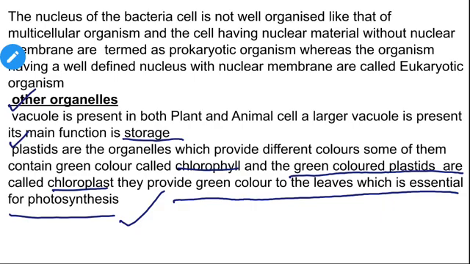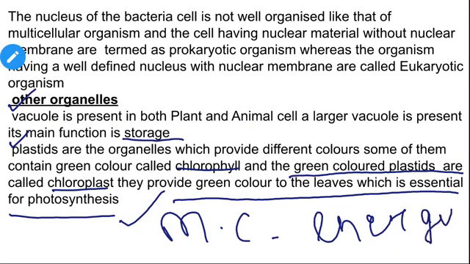There are also different organelles such as mitochondria and Golgi bodies. Mitochondria provides energy to the cell. So mitochondria provides what? Energy to the cell, and Golgi bodies help in the packing of materials, etc.